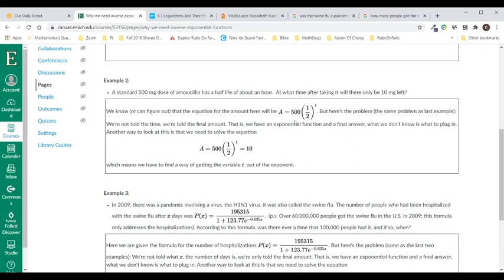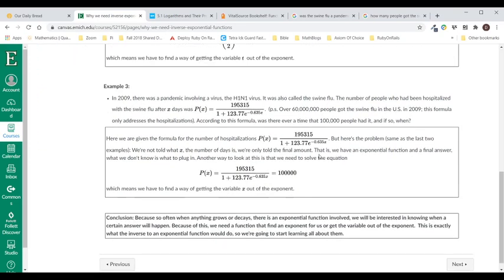Okay, we can figure out that the equation for the amount here involves half-life. It's A equals 500 times (1/2) to the t. But here's the problem. It's the same problem as last example. We're not told the amount of time to plug in. We're told the final amount is 10. That is, we have an exponential function involved and a final answer. What we don't know is what to plug in. Another way to look at this is we need to solve this equation, which means that we have to find a way of getting the variable t out of the exponent.